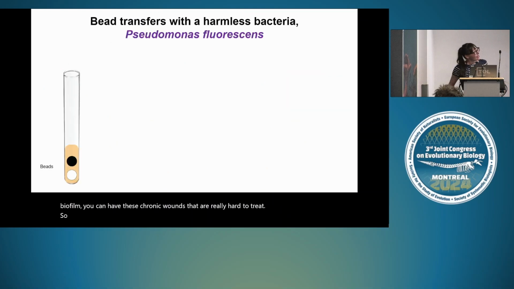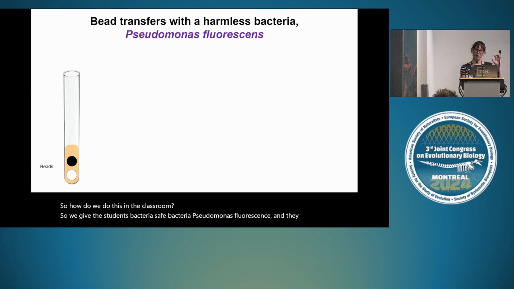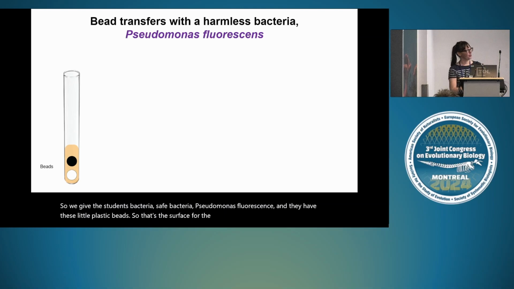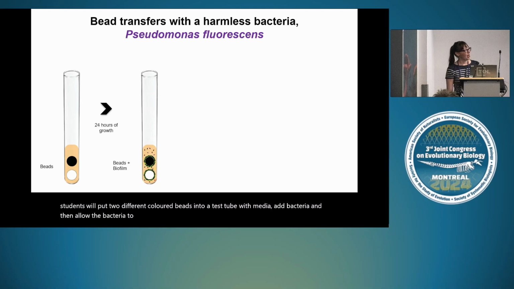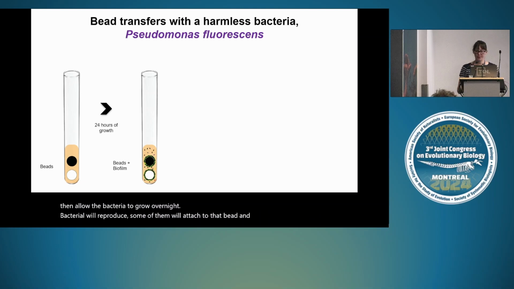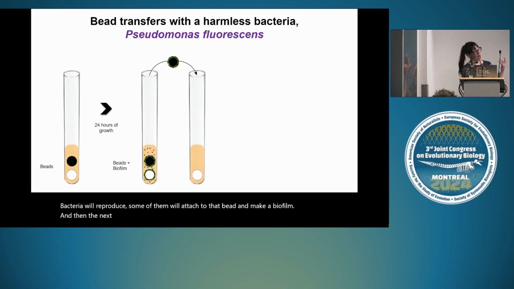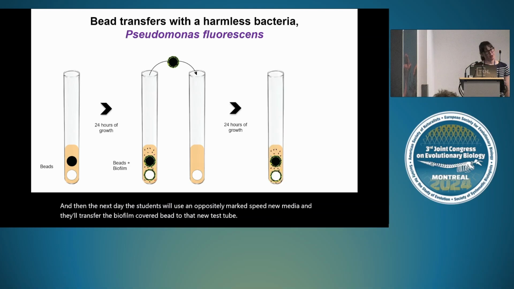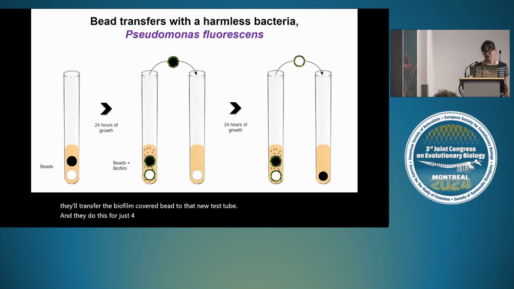So how do we do this in the classroom? We give the students safe bacteria, Pseudomonas fluorescens, and they have these little plastic beads, which are the surface for the bacteria to attach to and grow on. So students will put 2 different colored beads into a test tube with media, add bacteria, and then allow the bacteria to grow overnight. Bacteria will reproduce. Some of them will attach to that bead and make a biofilm. And then the next day, the students will use an oppositely marked bead, a fresh bead, new media, and they'll transfer the biofilm-covered bead to that new test tube. And they do this for just 4 days, in as short as 4 transfers.